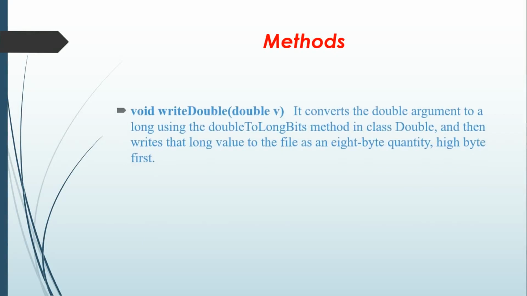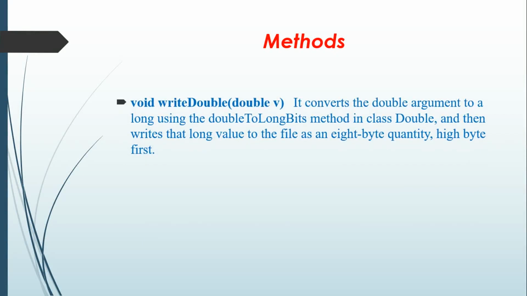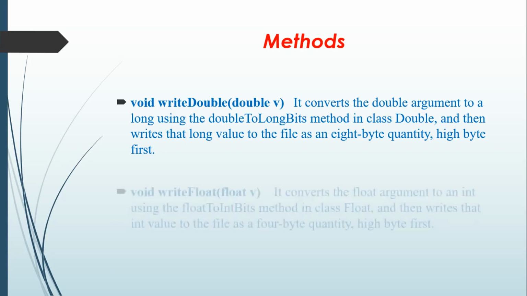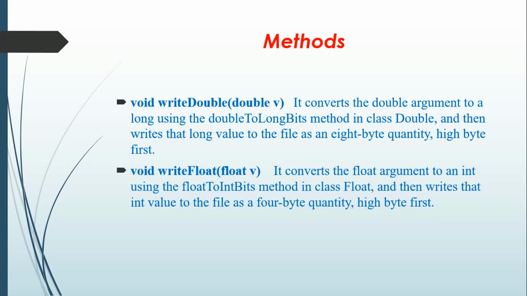Here are some other methods also. That is void writeDouble(double v). It converts the double argument to a long using the doubleToLongBits method in class Double, and then writes that long value to the file as an 8-byte quantity, high byte first. Next is void writeFloat(float v), same as double. It converts the float argument to an int using the floatToIntBits method in class Float, and then writes that int value to the file as a 4-byte quantity, high byte first.